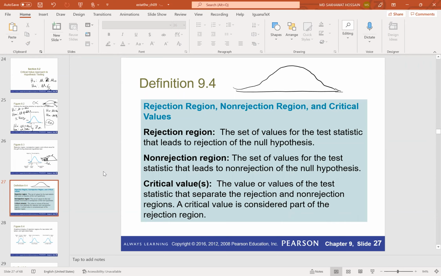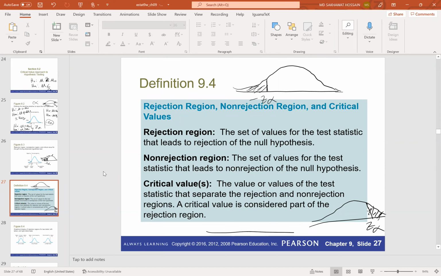To determine the rejection region, first you need to find the critical value. For a left tail test, the critical value is negative Z alpha, and on the left side, this is the rejection region for a left tail test. Okay, so for a right tail test, this is positive Z alpha. So this region is the rejection region.